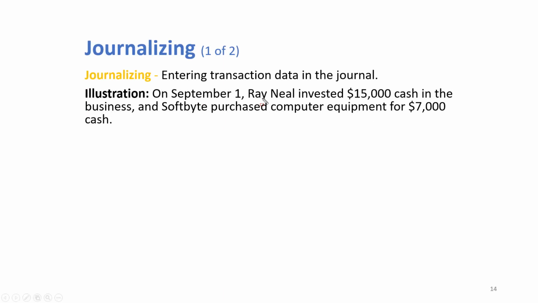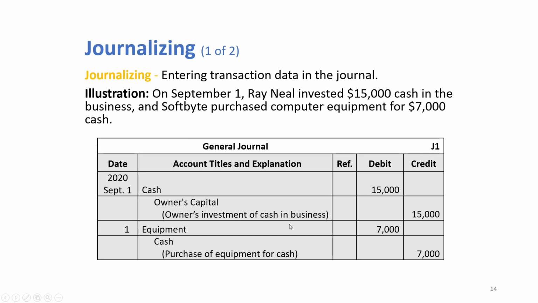For example, on September 1, Renil invested $15,000 cash in the business, and SoftBite purchased computer equipment for $7,000 cash. Here, Renil is the owner of the business. The name is SoftBite, which does some computer programming business. So how can we journalize these transactions? The transactions should be recorded like this.